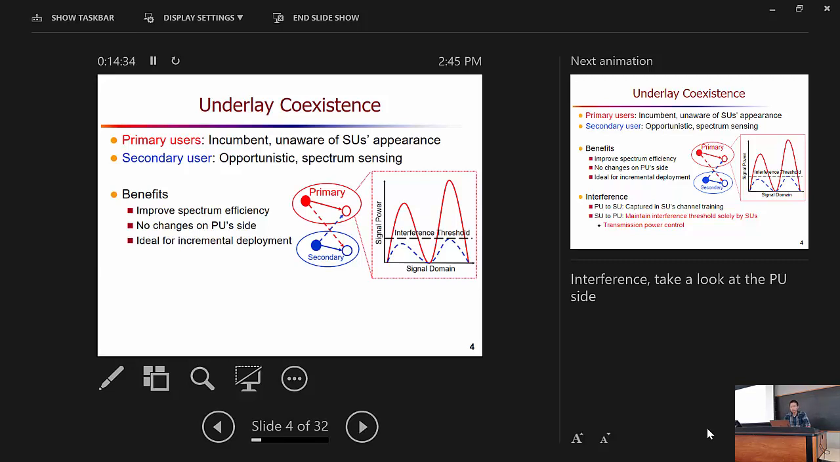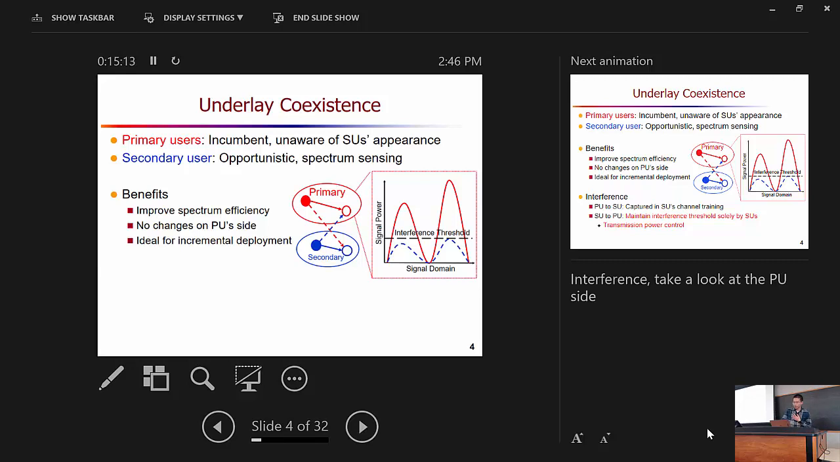The benefit of this approach is that, of course, you have two sets of users now, which improves spectral efficiency. And you also have the interference threshold. That means a little bit of decrease in SNR, but the primary user will be happy if your interference is lower than the threshold. So you don't need to change anything on the primary side. No hardware changing, no software changing, just as you do now. This is very ideal for incremental deployment, because every vendor wants to keep their devices the same and you just add a new set. You don't want to change the whole thing.